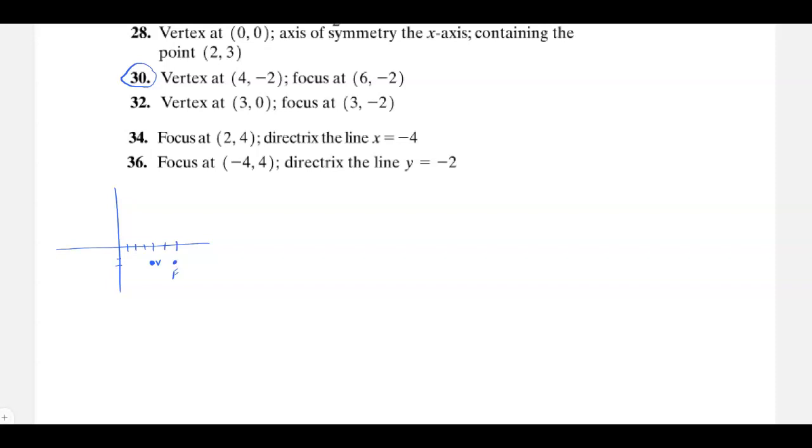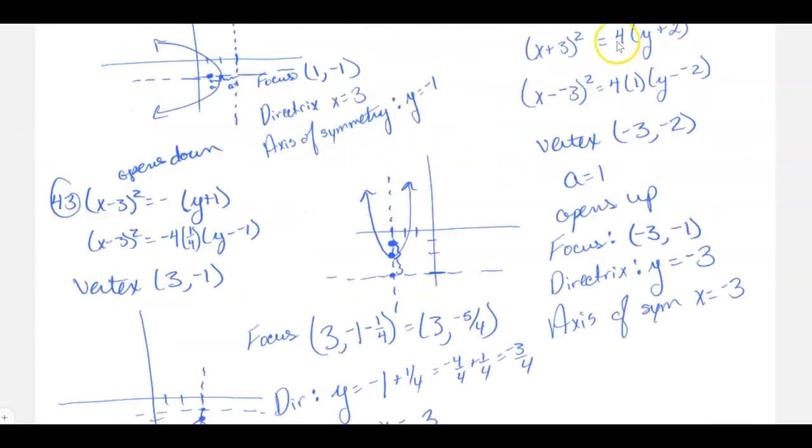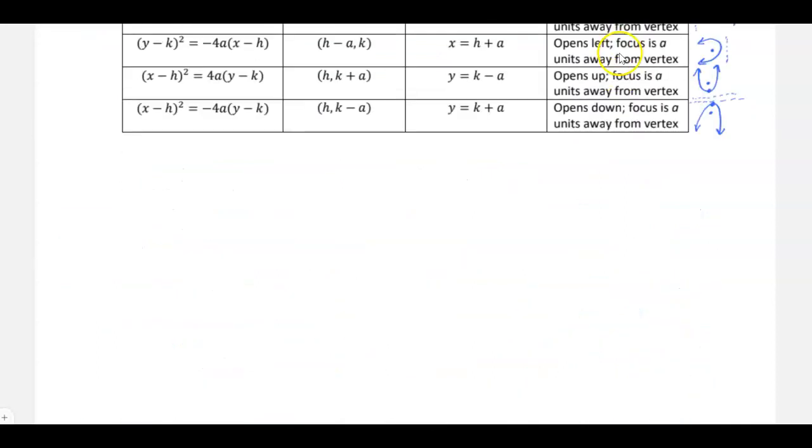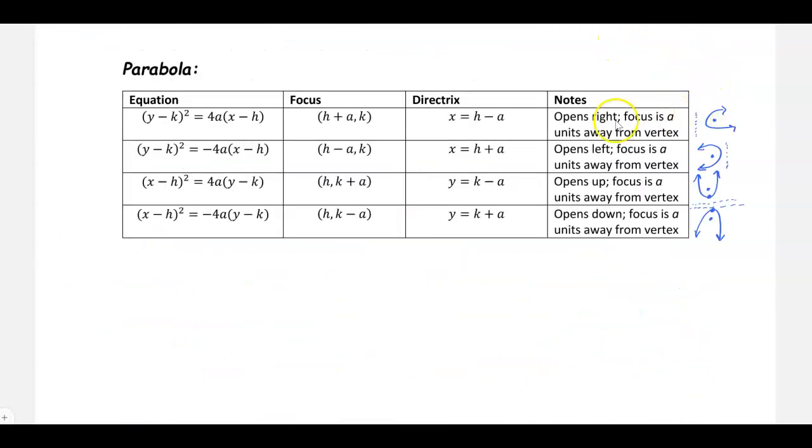Okay, well, we know the focus has to live inside. So we know this thing is going to have to open to the right. Since it opens to the right, it's going to have a very specific format. And if you remember, and go back a few pages, it's got to look something like this. Now, because we have the vertex and the focus, we also know what a is going to be.